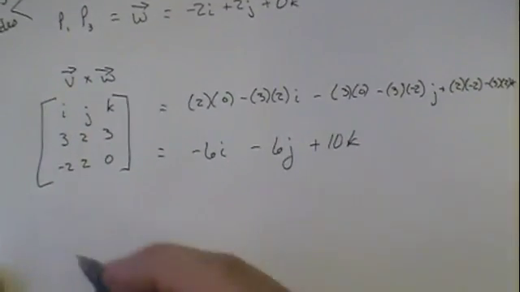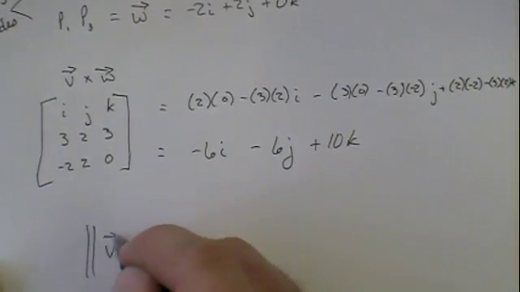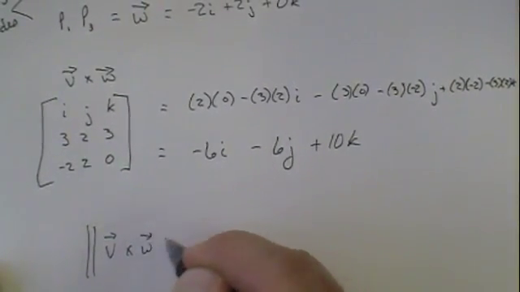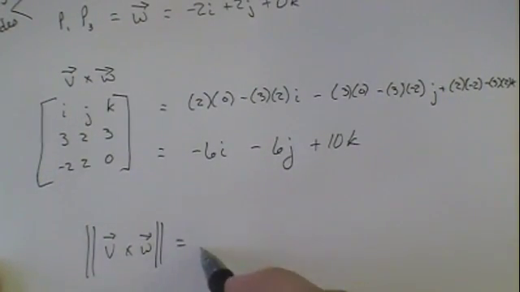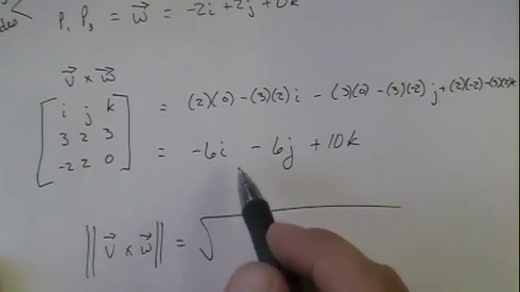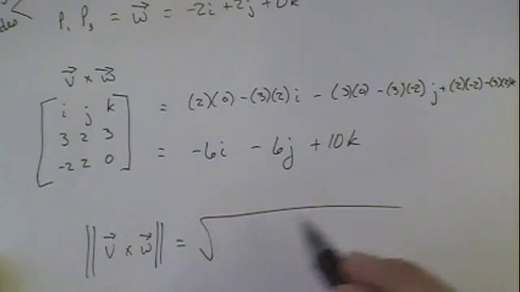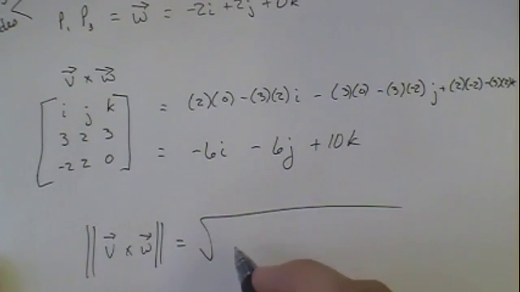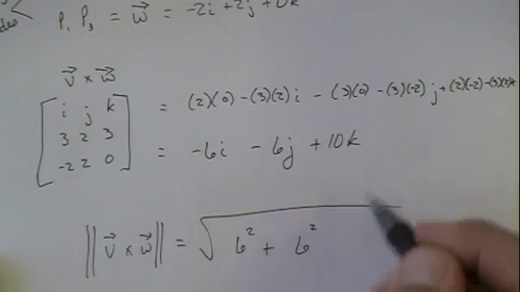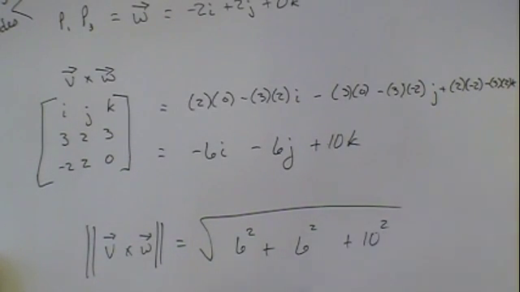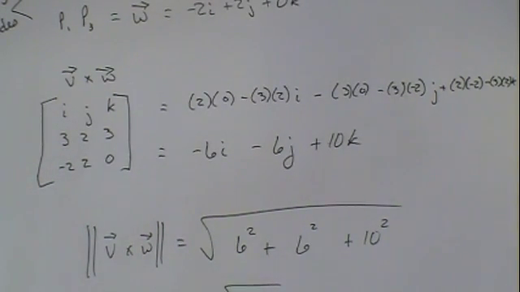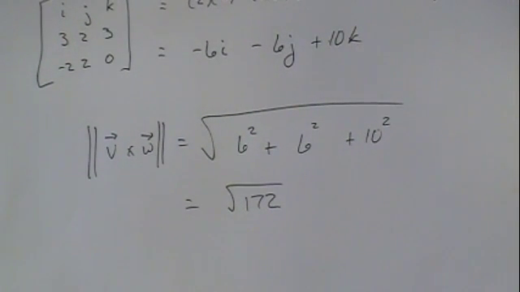So then to take the magnitude of our cross product, we know we're going to take the square root of our 6 squared. It's a negative 6, but we're squaring it so it becomes positive anyway. Plus our 6 value here, squared, plus 10 squared. So we end up with 36 plus 36 plus 100, or the square root of 172. That would be the area of the parallelogram determined by those points.